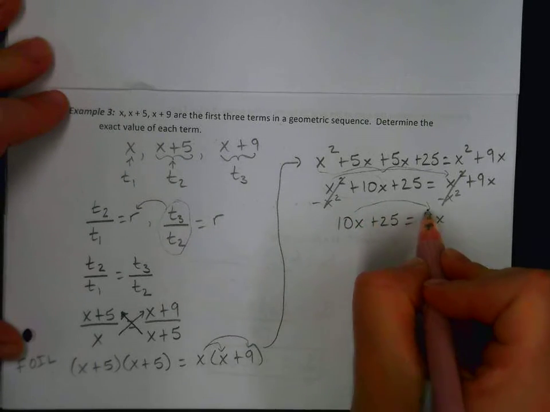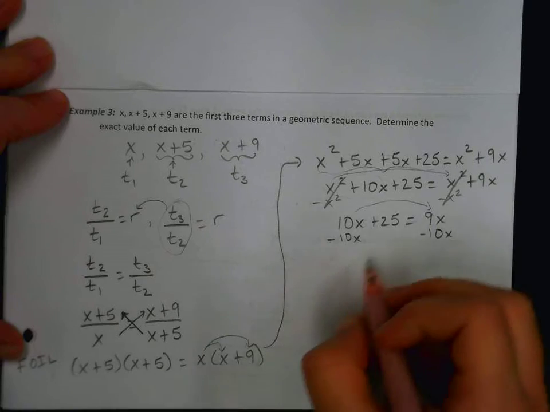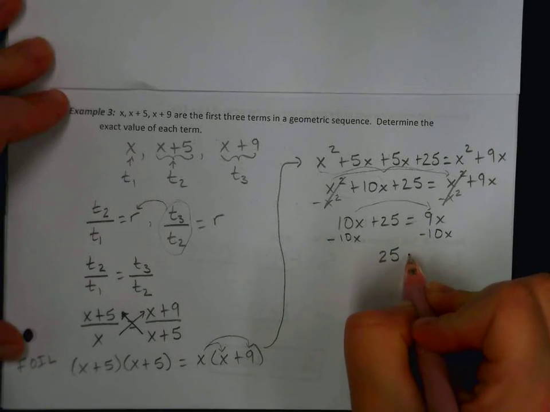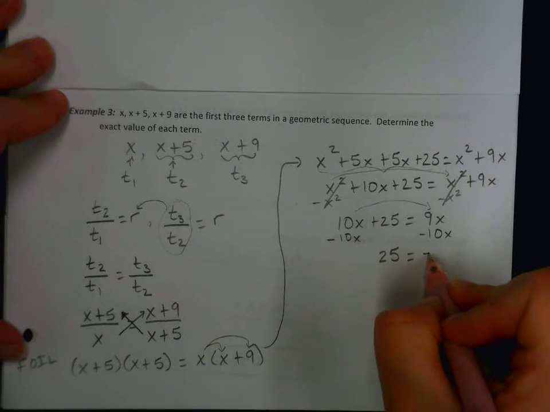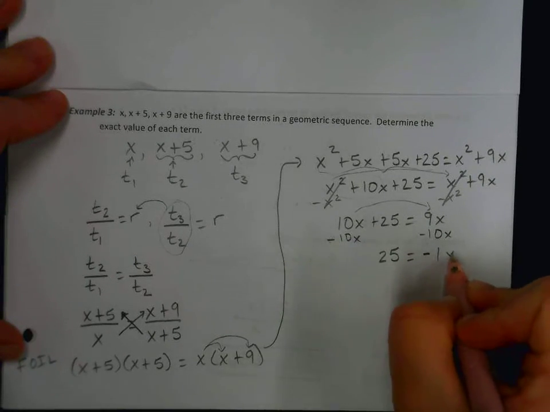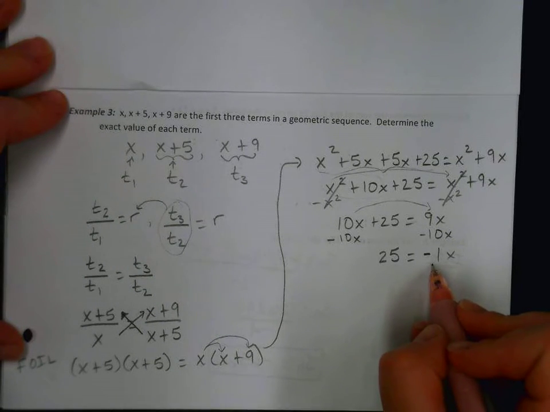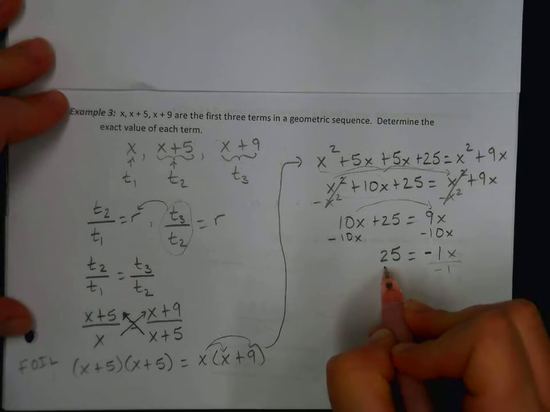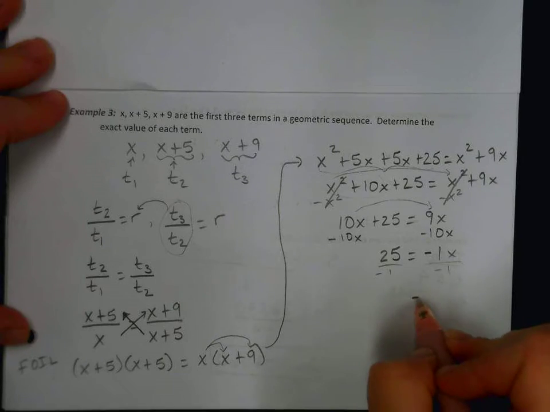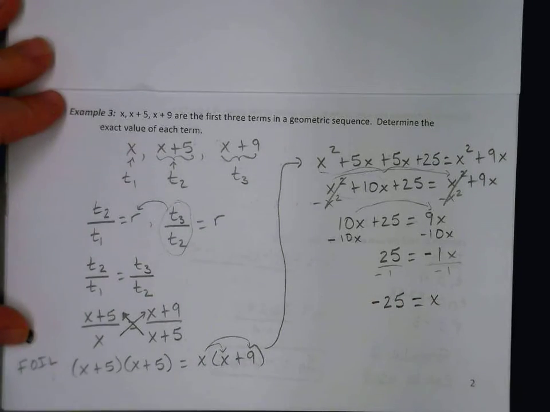If I move the 10x to this side, I need to subtract 10x. I'm left with 25 is equal to 9 minus 10x, which would be a negative 1x. And then to solve this, I am going to divide by a negative 1. So my x value works out to be negative 25.